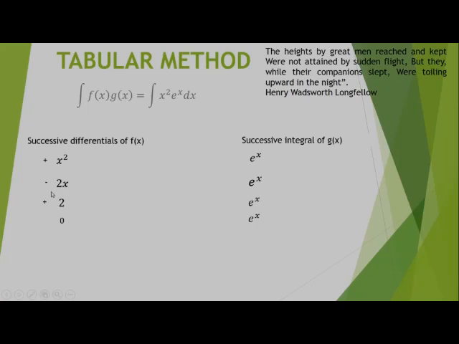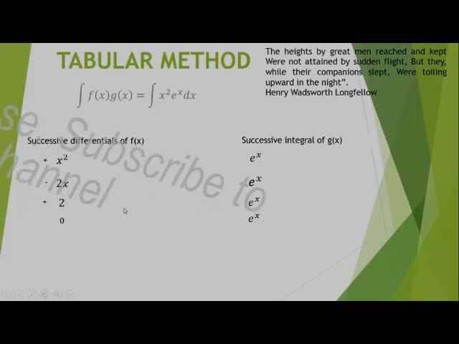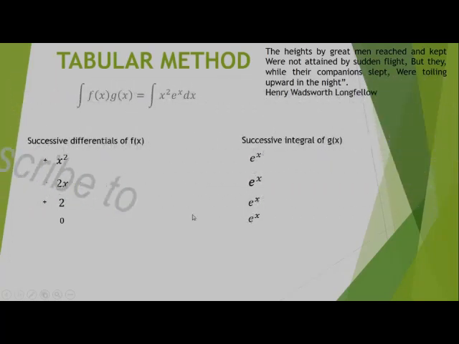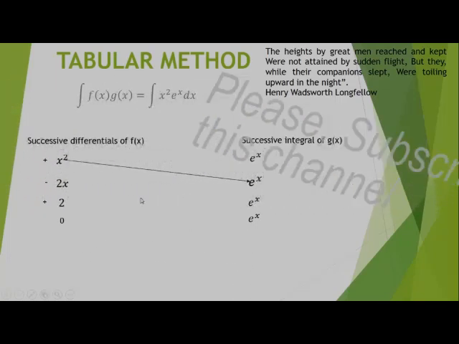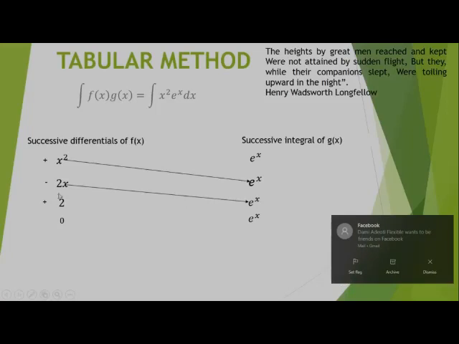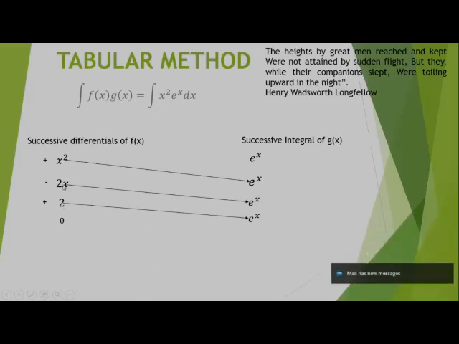Having done that, the next thing is to map these two sets of functions. The first function here is mapped to the second function here. The second function here is mapped to the third function here. Then the third function here is mapped to the last function here. As you can see, x squared goes to e^x, 2x goes to e^x, 2 goes to e^x. So the next thing we want to do is multiply those functions, taking into consideration the signs.